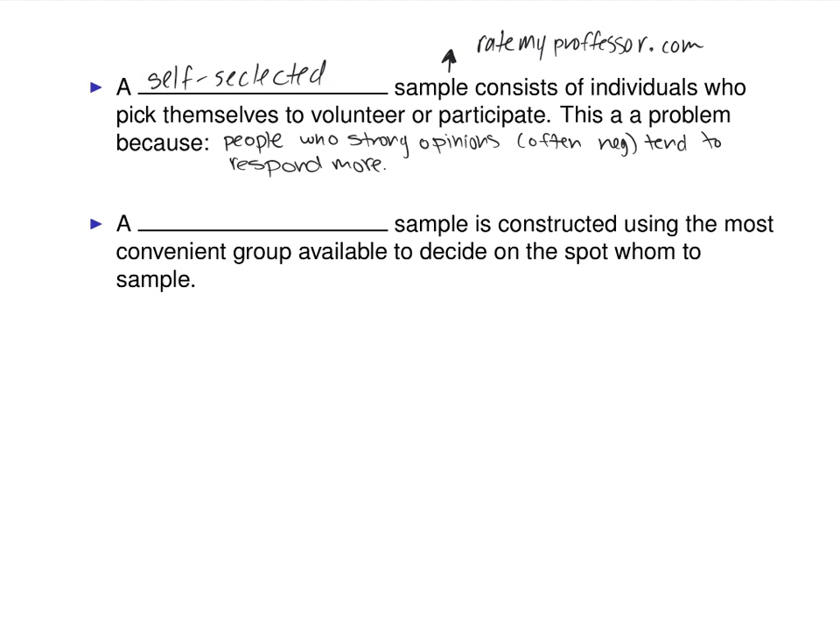Okay, a blank sample is constructed using the most convenient group available, and they decide on the spot who to sample. That's called a convenience sample. For example, I could use you guys as a convenience sample. It's super easy for me to just ask you guys about opinions about people at UAF, and that is sometimes reasonable, because you are hopefully a representative-ish sample of UAF, probably. Considering we're in this class.